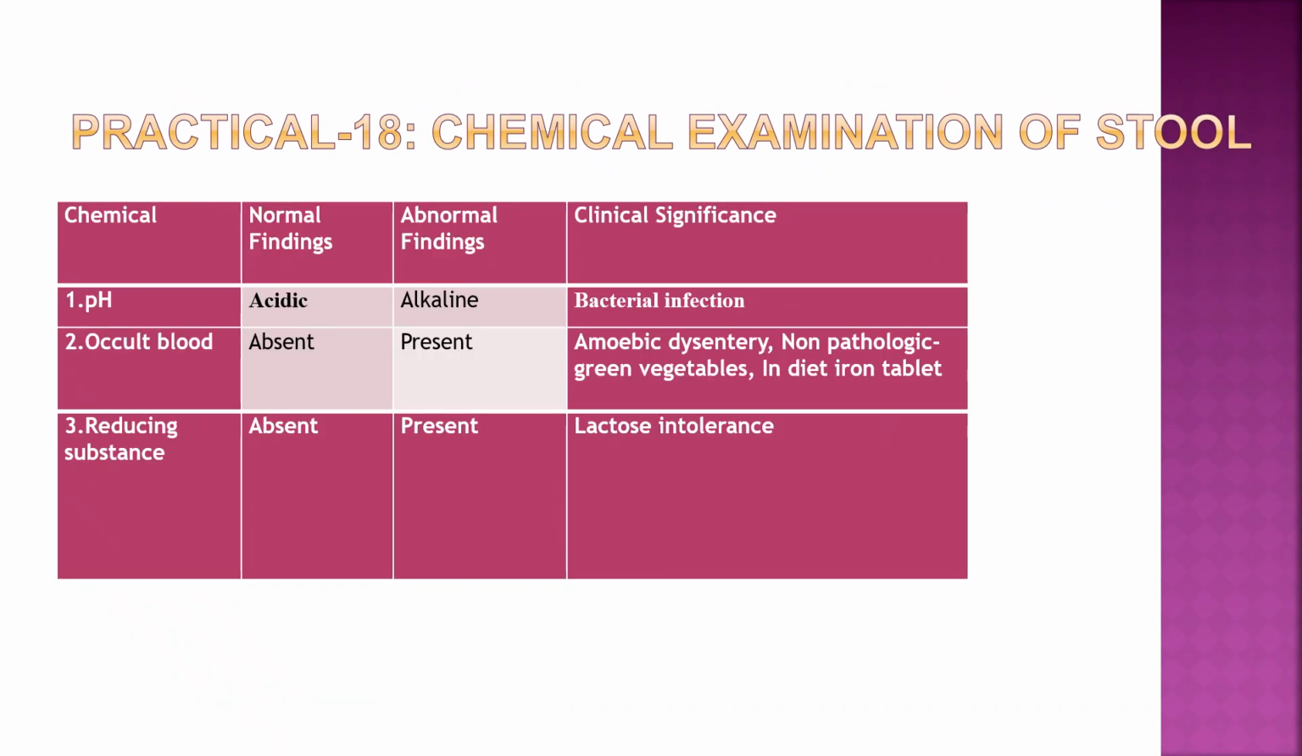Chemical examination of stools. pH is normally acidic, and abnormally alkaline is seen in dysentery or infection of the GI tract. Fecal blood is normally absent. If it is present, it is seen in dysentery or bleeding. Reducing substance is normally absent. Abnormally, if present, it is seen in small children with lactose intolerance.